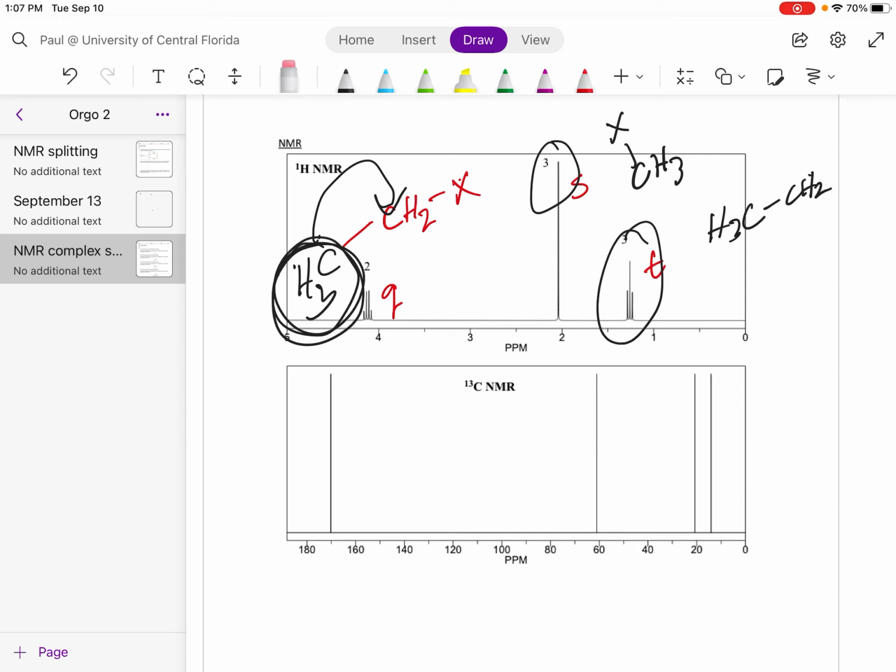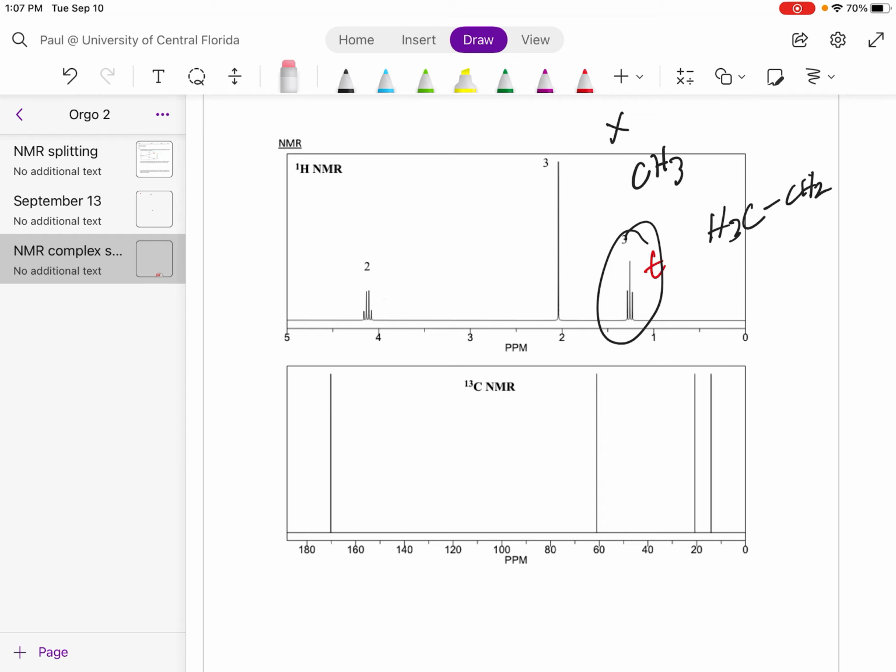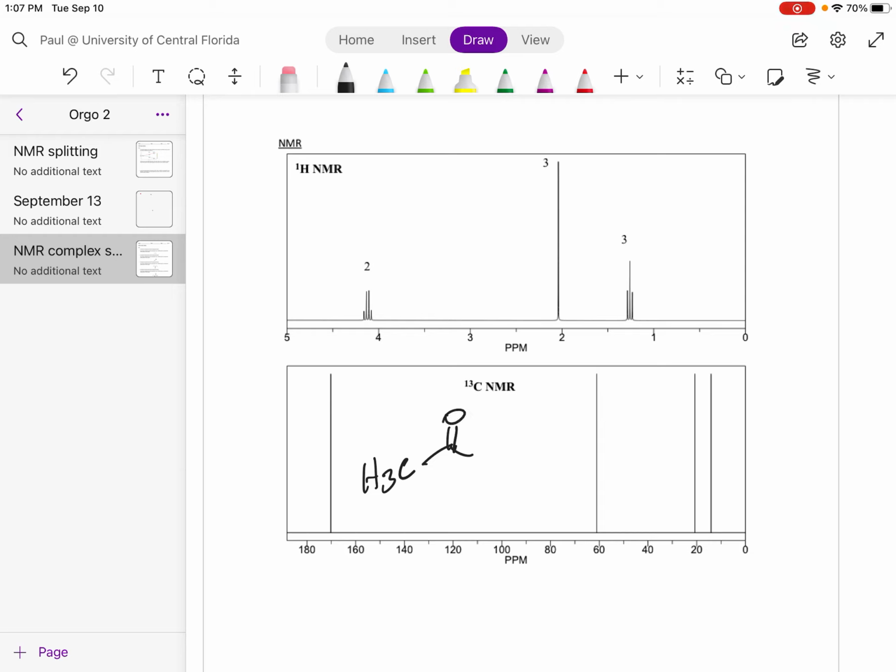Now let's clean this up a little bit. We know the splitting patterns of everything. And so now all we have to do is just try to put the pieces together. And if I try to do it like this, okay, let's try this one. What if I had my methyl right there, CH2, OCH3. Does that work?